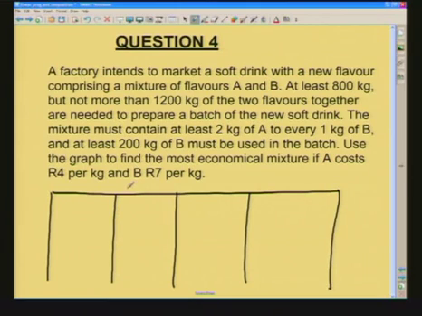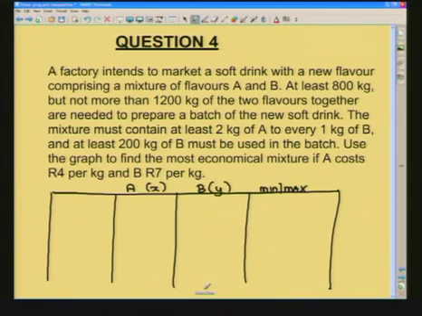Okay, we have A, which we're calling X, and B, which we're calling Y. This is quite important because it tells my examiners what I've called what. And here I have my min and my max. All right, so now let's go through it again.